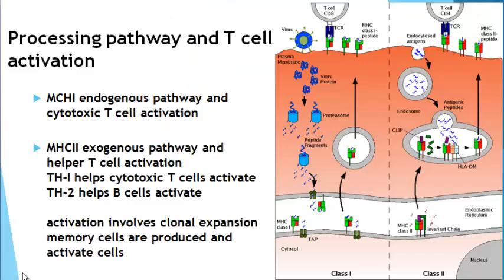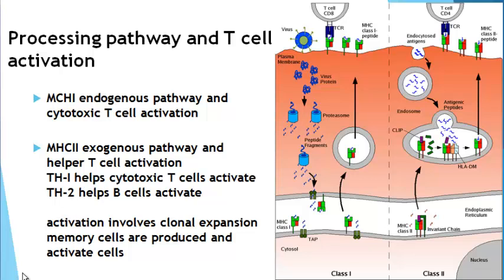On the left is shown the endogenous pathway and the interactions with the cytotoxic T cell with the epitope presented by the MHC1. On the right is the exogenous pathway with the helper T cell interacting with MHC2. If a helper T cell interacts with an epitope of MHC, it is stimulated to proliferate, termed clonal expansion. Some of the cells will be active and secrete cytokines to activate either B cells or cytotoxic T cells. This depends on the type of cytokines released.